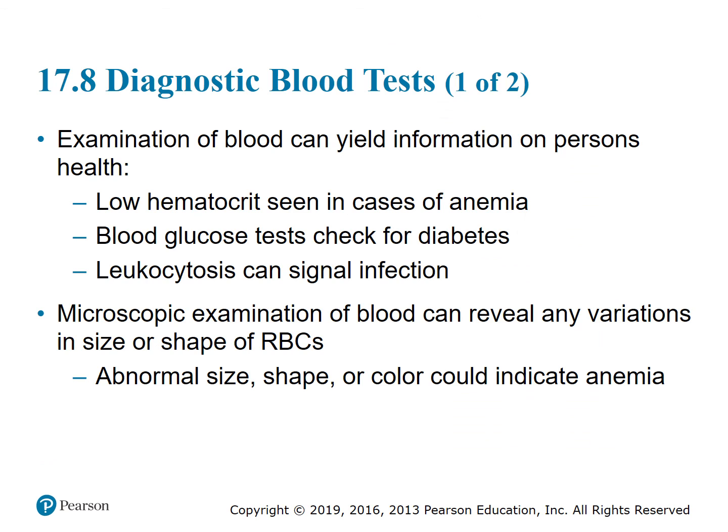Section 17.8, diagnostic blood tests. Examination of blood can yield information on a person's health. Low hematocrit is seen in cases of anemia. Blood glucose tests will check for diabetes, and leukocytosis can signal infection. Microscopic examination of blood can reveal any variations in size or shape of red blood cells. So we're looking for things like an abnormal size, shape, or color that could indicate one of the different types of anemia.